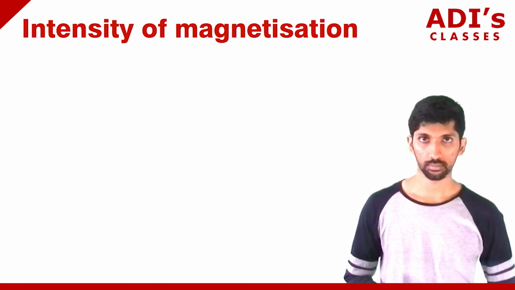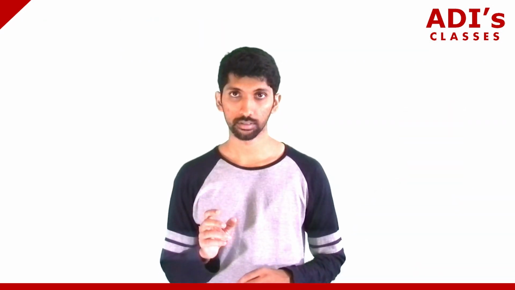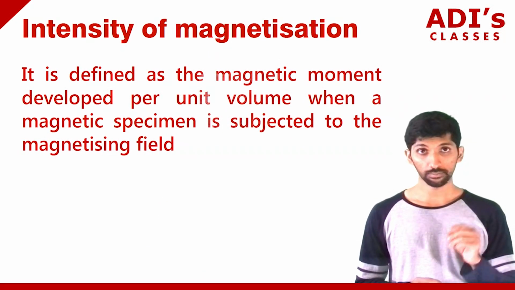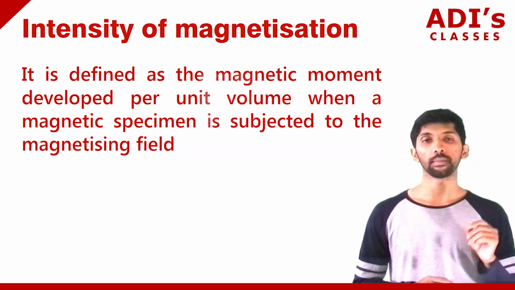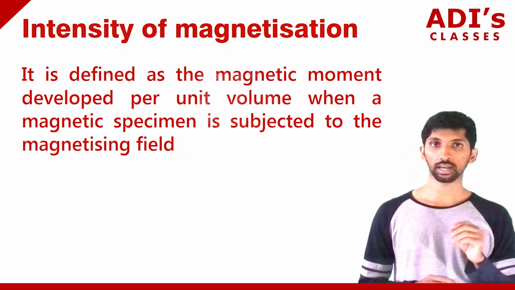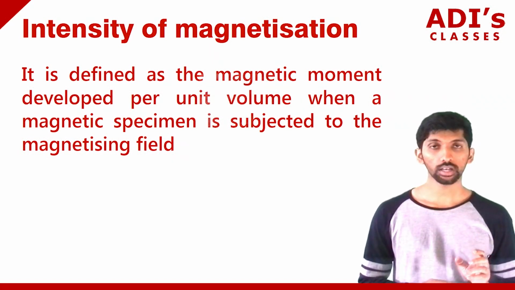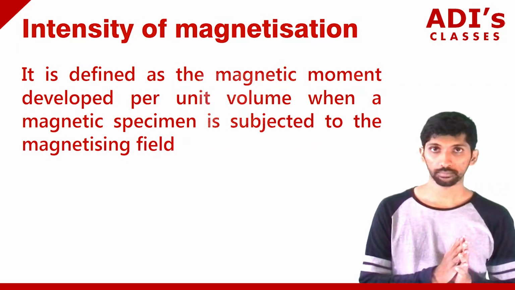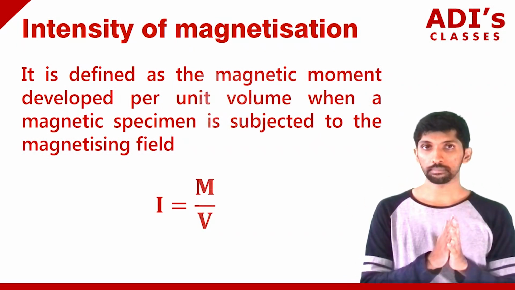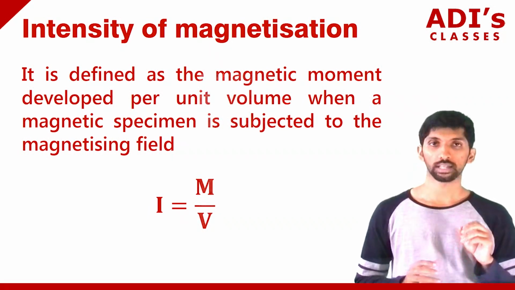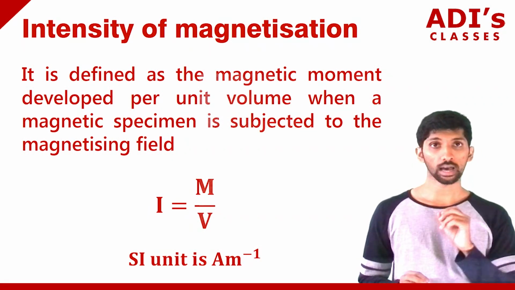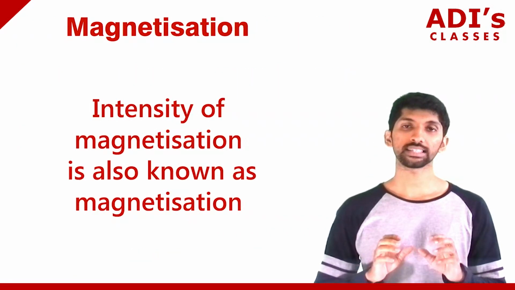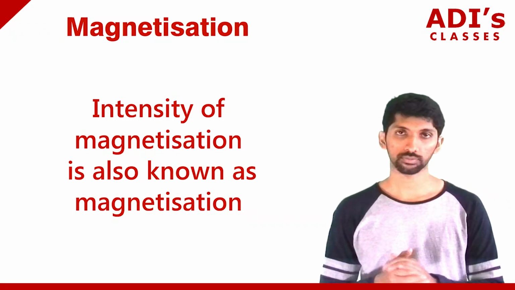The second one is intensity of magnetization. It is defined as the magnetic moment developed per unit volume when a magnetic specimen is subjected to the magnetizing field. Understand, it's the magnetic moment per volume, correct? So you have I is equal to m divided by v. Now the SI unit for this also is ampere per meter. Sometimes this intensity of magnetization is simply called magnetization, just for simplicity's sake.